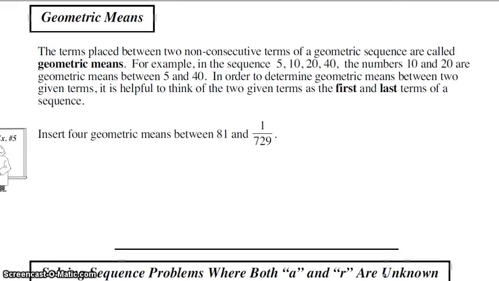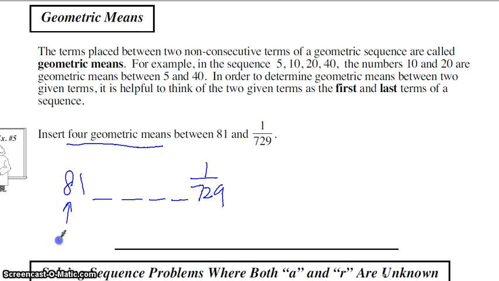Geometric means. All right, so just like the arithmetic means, do you remember? Arithmetic means is when you insert numbers in between two numbers so that you are forming an arithmetic sequence. Now, geometric means is the same thing. You insert numbers in between two numbers so that the whole list becomes geometric. The question says insert 4 geometric means in between there. Between there and there, I insert 4: 1, 2, 3, 4.